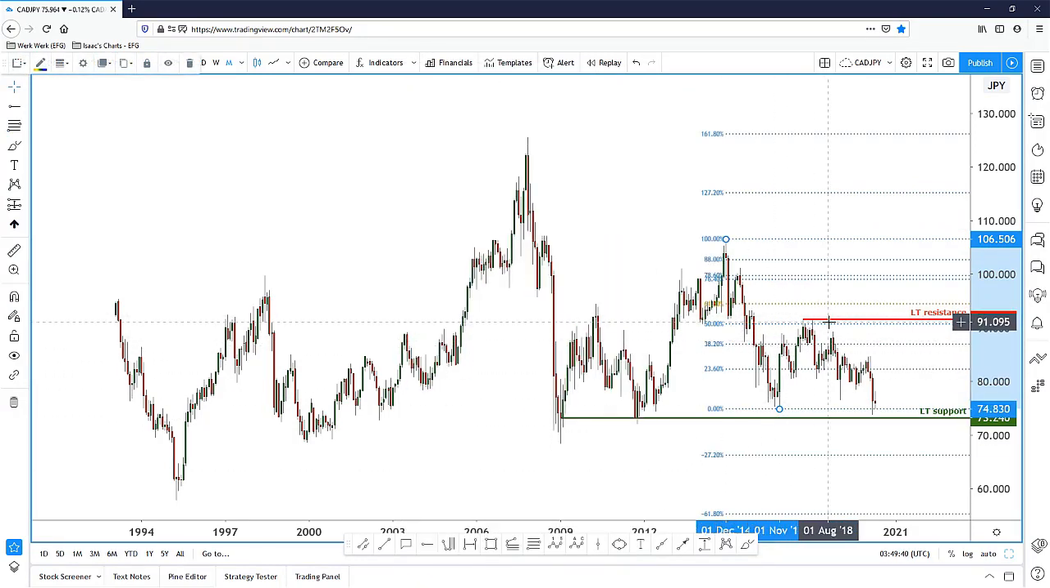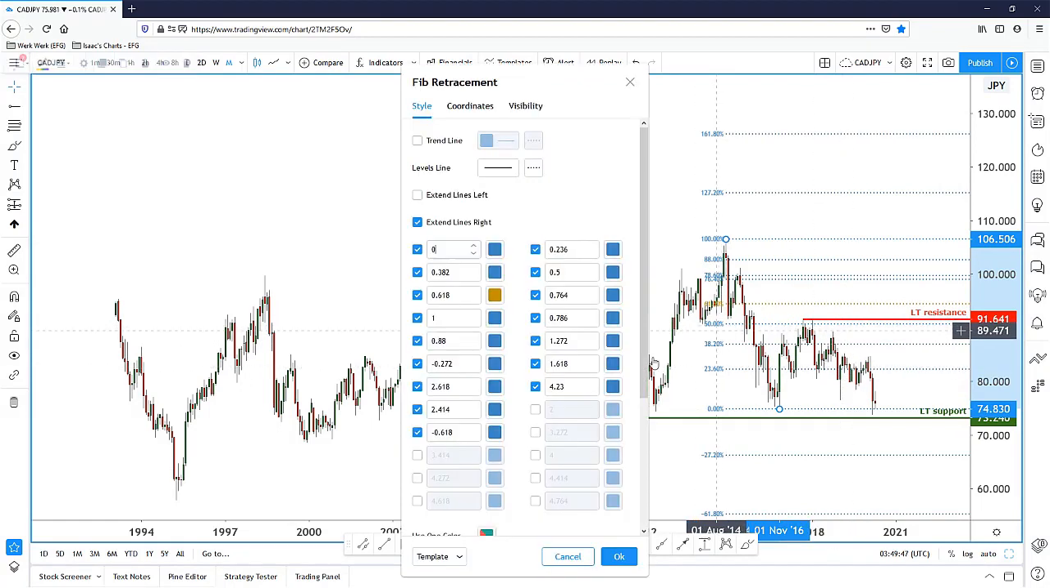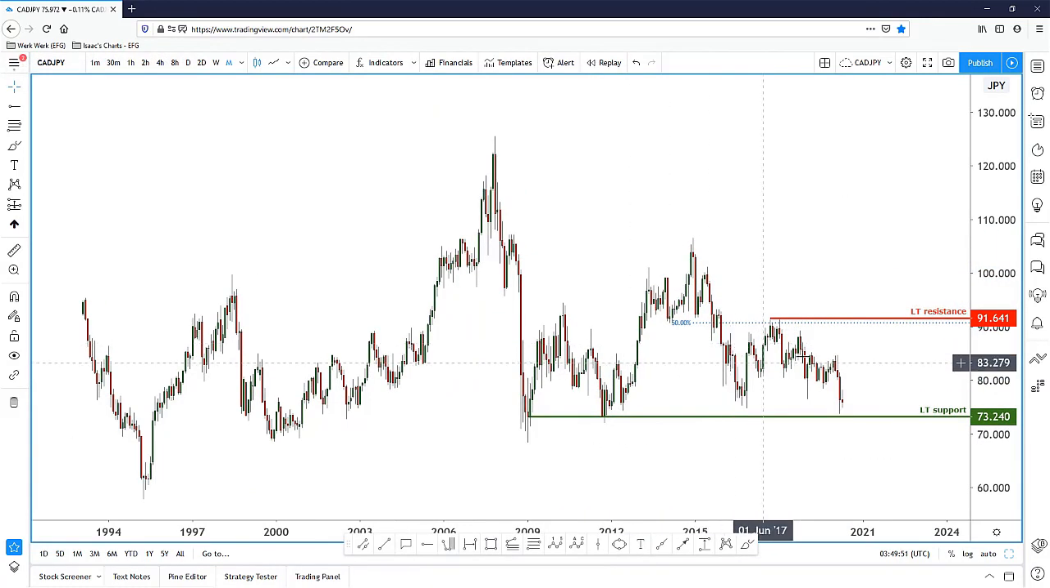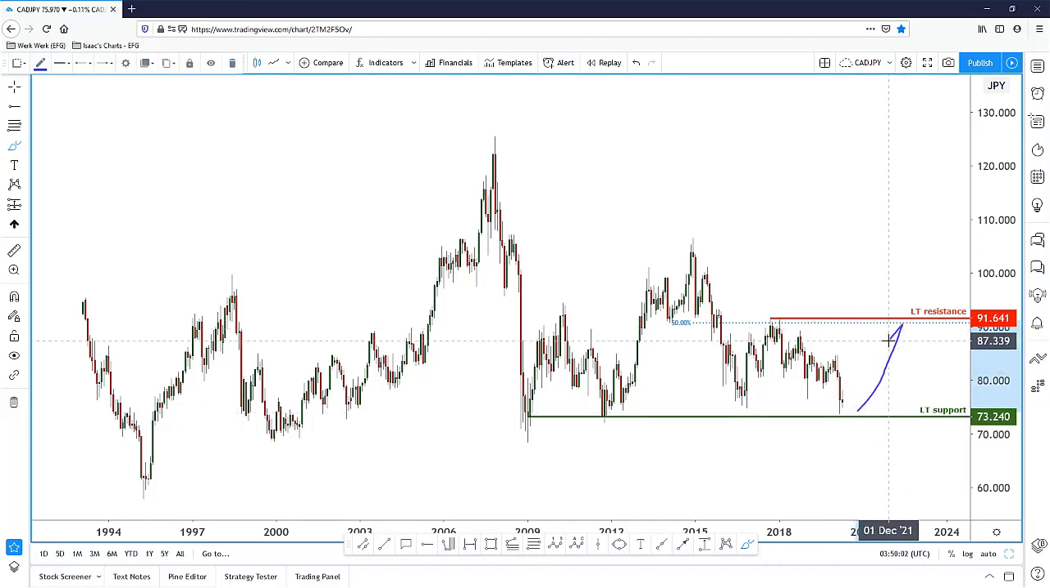We see that this swing high, this long-term resistance at 91.64, actually reacted right at the 50%. So let's select that 50% level. What we see here is that price showed a strong rejection of the long-term support. There could be a possibility that price bounces above the long-term support towards the long-term resistance. But for now, we will just do our analysis and confirm the directional bias on the lower time frame.